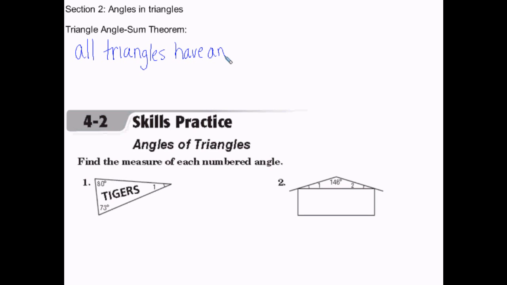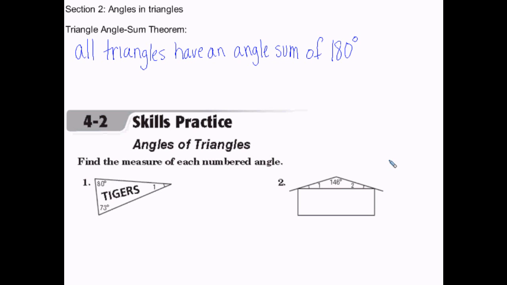Yeah, it's flashing. Okay, so all triangles have an angle sum of 180 degrees. It doesn't matter if you're talking about a right triangle, an isosceles triangle, equilateral, scalene, big, little. If you have a triangle the same size as the whole plane, it's still going to be 180 degrees. And we can use that to find missing angles.